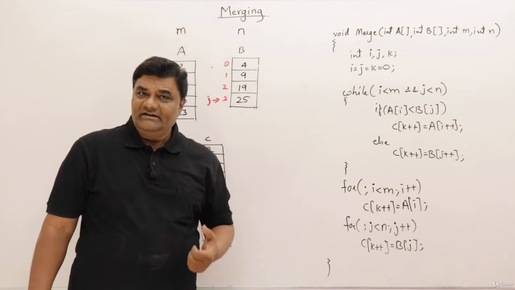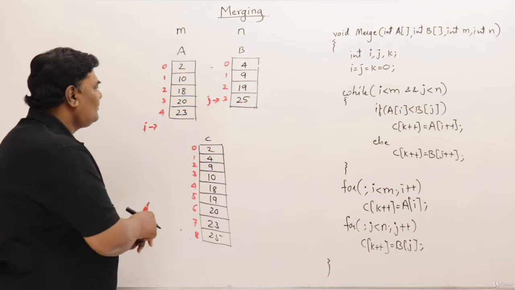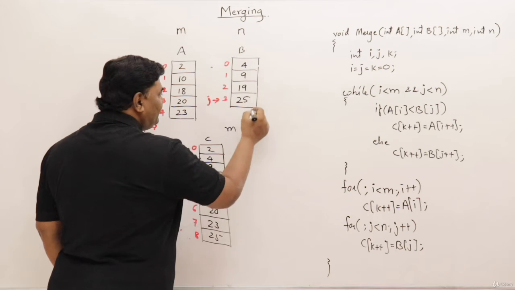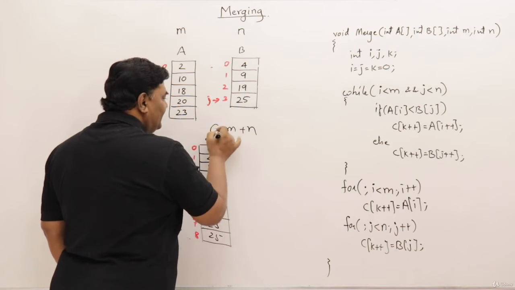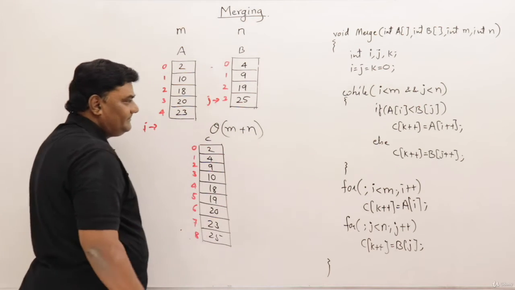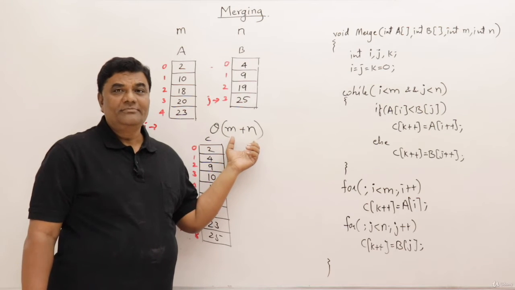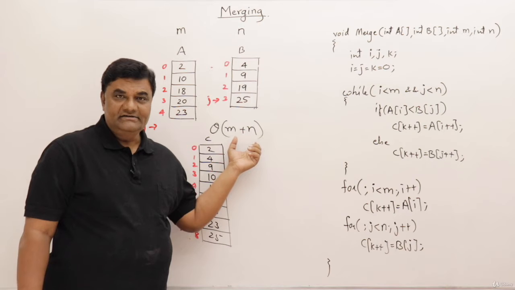Now about the time taken by this procedure: what we are doing is just copying the elements. How many elements? m elements from this side and n elements from this side. So the time taken is m plus n. It is well known, as a notation, that the time taken for merging is m plus n.